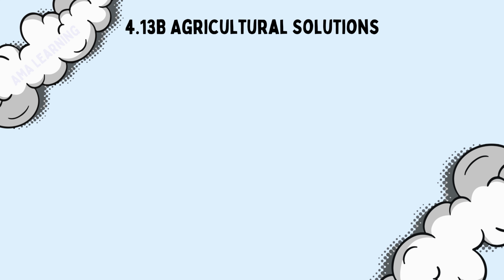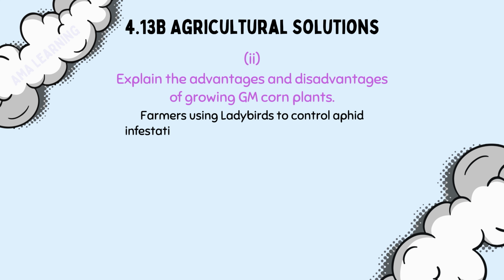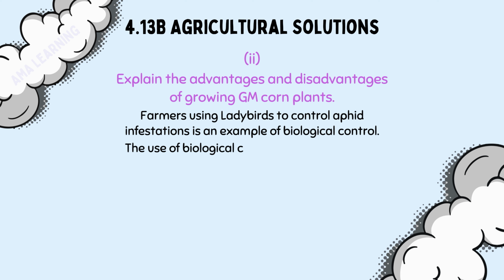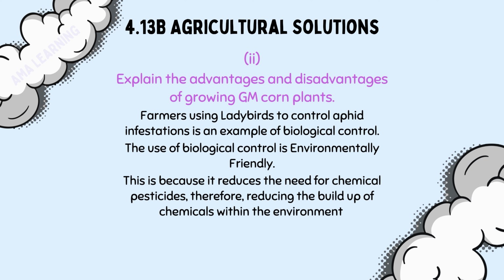The second question is asking us to explain the advantages and disadvantages of growing GM corn plants. We know the following from our learning. That farmers using ladybirds to control aphid infestations is an example of biological control. In addition to this, we know that the use of biological control is environmentally friendly. This is because it reduces the need for chemical pesticides, therefore reducing the build-up of chemicals within the environment.